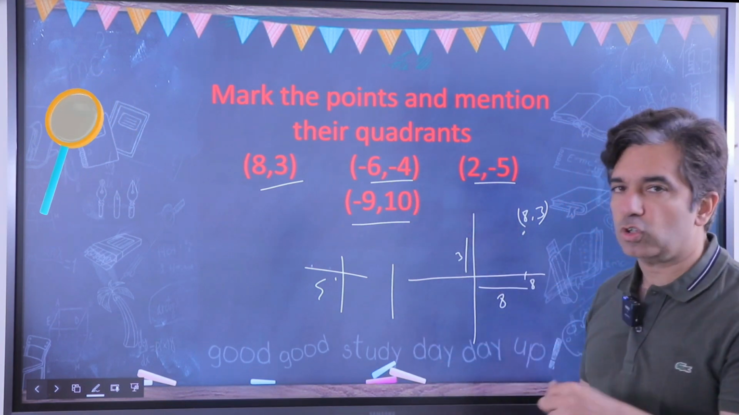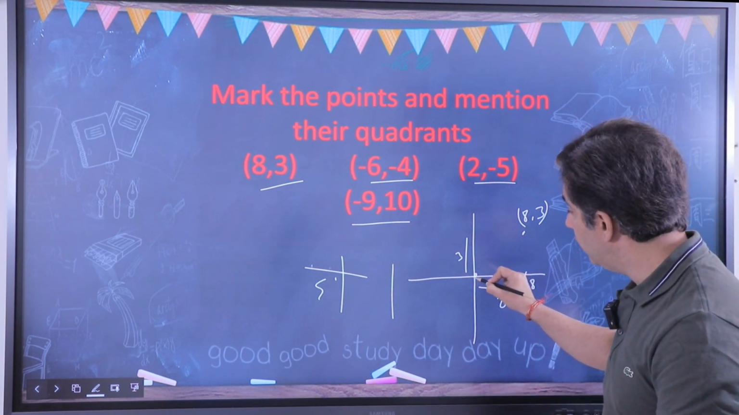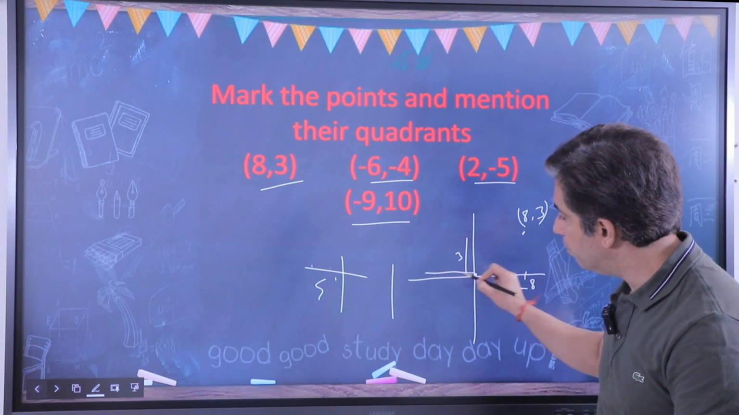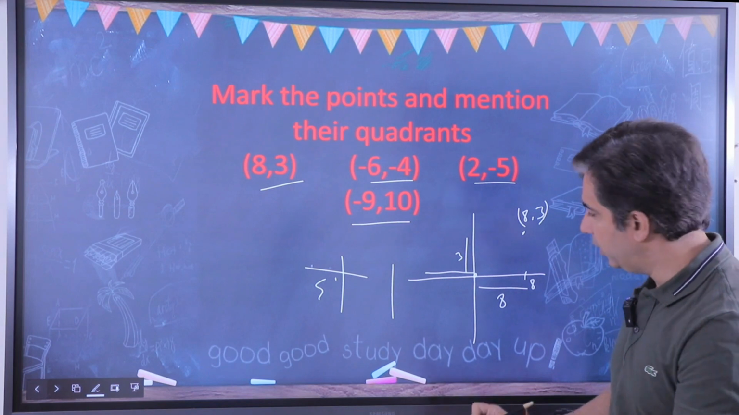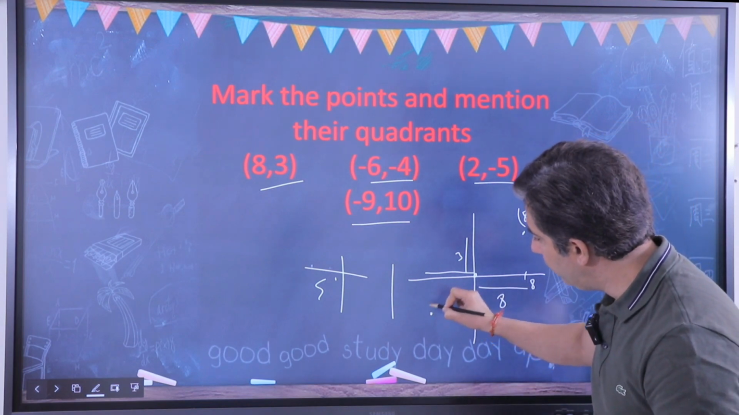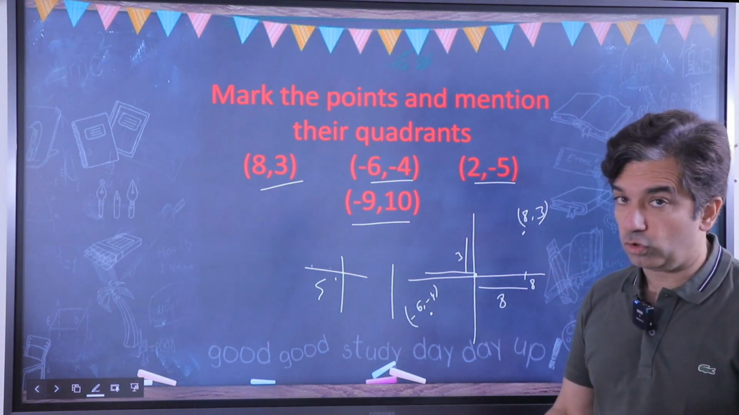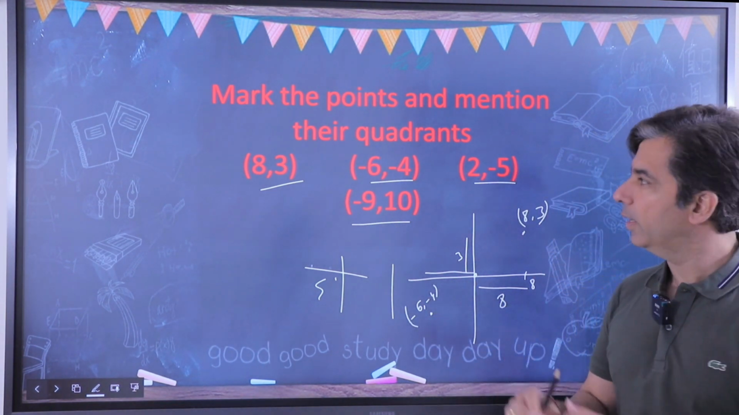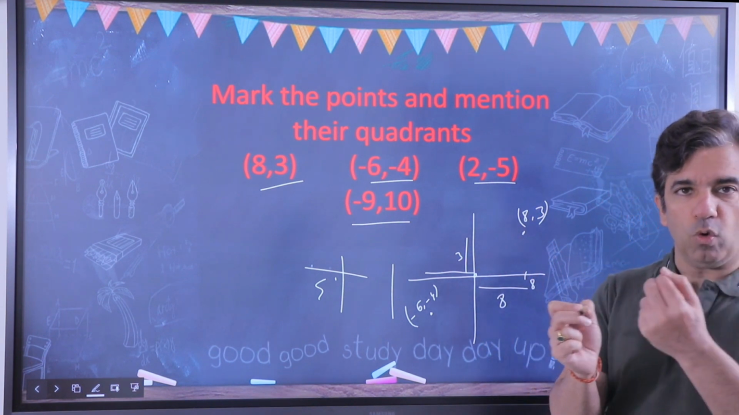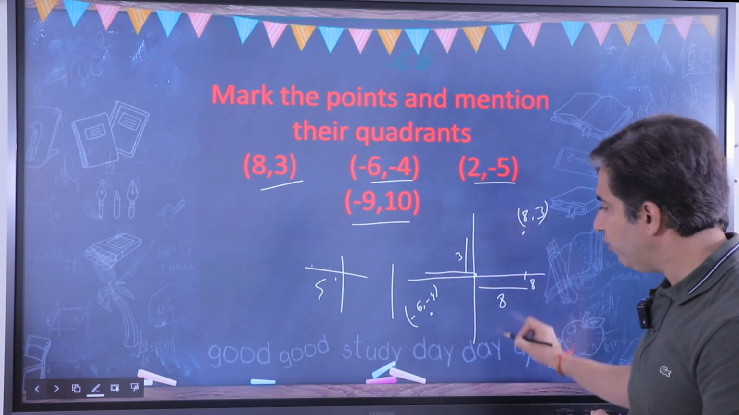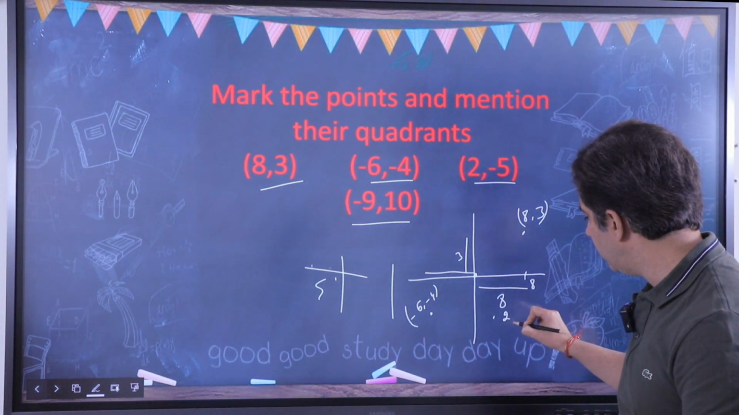Next comes minus 6, minus 4. Minus 6 means we have to move left from the origin at a distance of 6, 6 left hand side, and similarly 4 down. So over here would be minus 6, minus 4. This was the second point. Next was 2, minus 5, which means 2 on the right side and 5 down. So somewhere here it would be 2, minus 5.